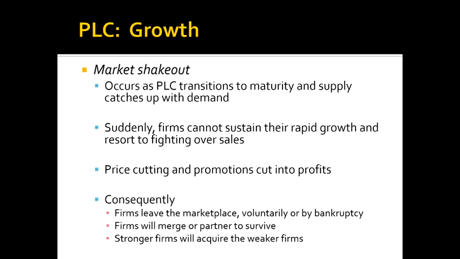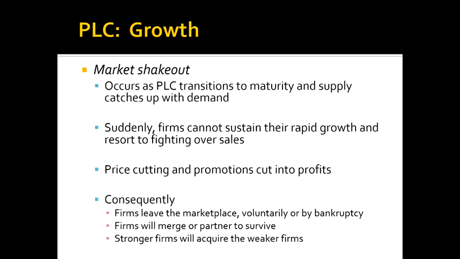It often occurs during this period, as the growth stage is ending and into maturity. Firms who've been counting on this growth can't continue with it. So what do they do? They cut prices, they promote, they try to get sales any way they can. It's a bloody battle, and profits are what is sacrificed. What happens? Firms leave the marketplace, either go bankrupt or they leave voluntarily. They may merge and partner.